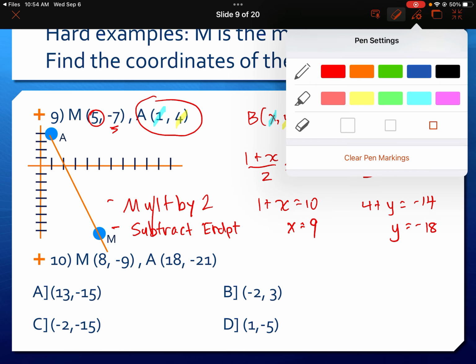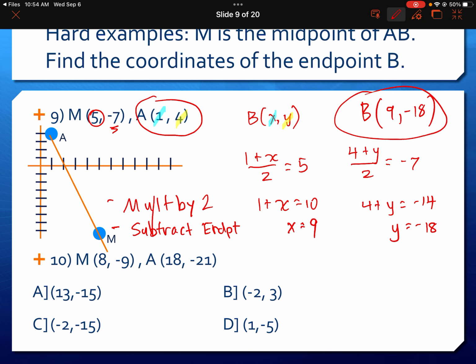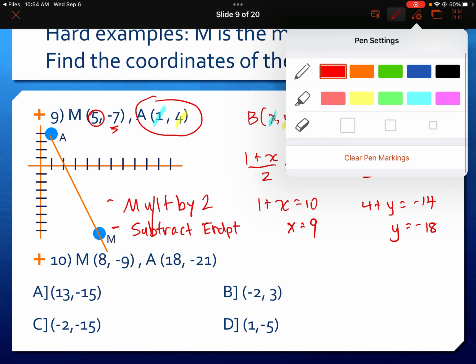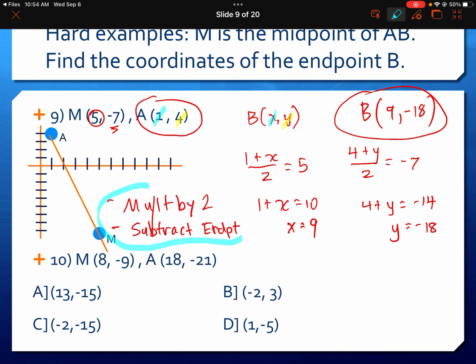Now, number 10 is the same exact problem. Let's do number 10 the same way, except this time it's multiple choice. If it helps you, do this instead because this is way quicker. Take your midpoint and multiply it by 2. So for example, I'm going to take that 8 and multiply it by 2 and get 16. Then I'm going to take that 16 and subtract 18 from it. 16 minus 18 is negative 2.